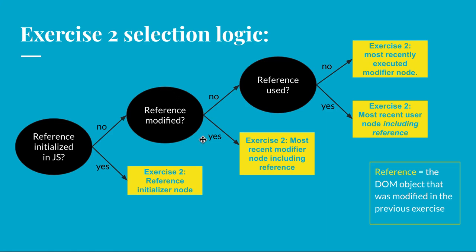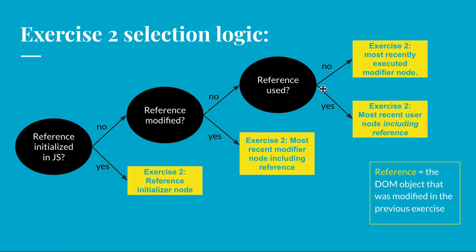So let's say that either we've already visited all of these modifier nodes, or there is no other place where it's modified. Then we're going to check if the reference is used. That is, again, when you're checking or utilizing the values or properties of the DOM object, but you're not actually changing the DOM object itself. If that is the case, we'll go to the most recent user node that includes the reference. Once again, it has to be unvisited. If there's only one, then we pick that. And if there are multiple, we go to the most recent unvisited one.